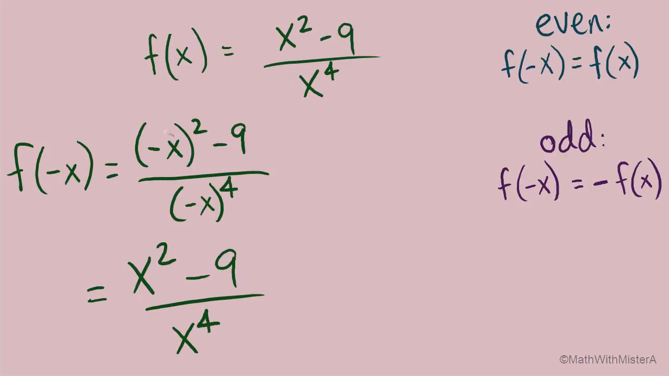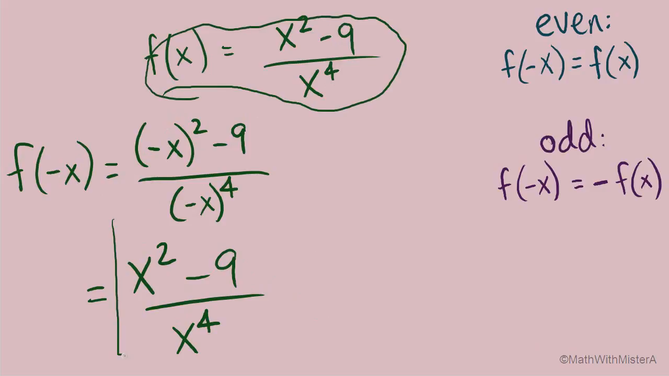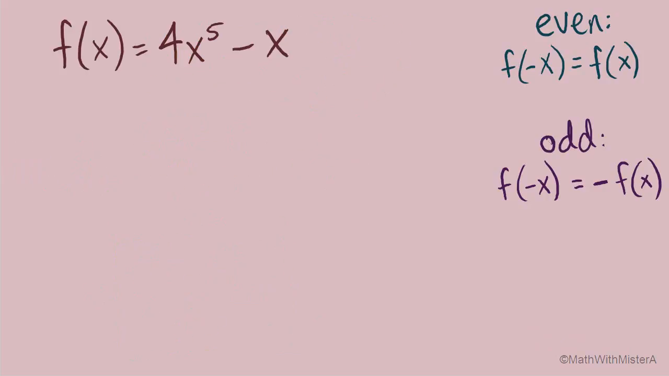So what we have here after simplifying is an exact match to the original function. So there was the given function, f of x, and when we put in a negative x, we see that it equals the exact same expression. So we've got an even function. Let's look at another example.